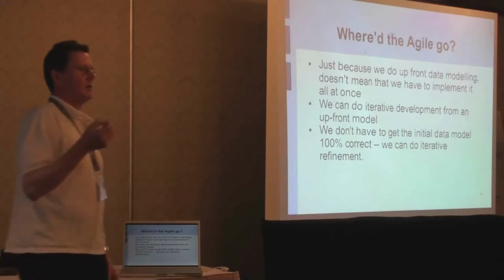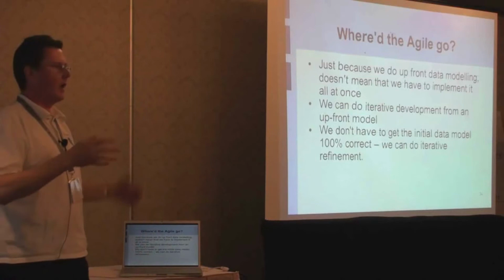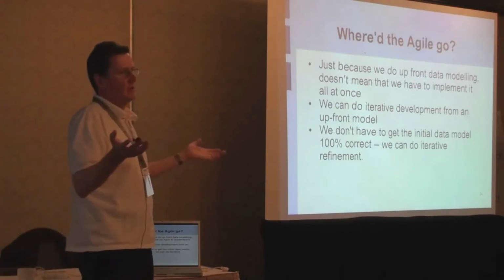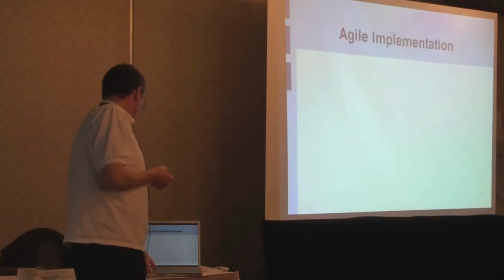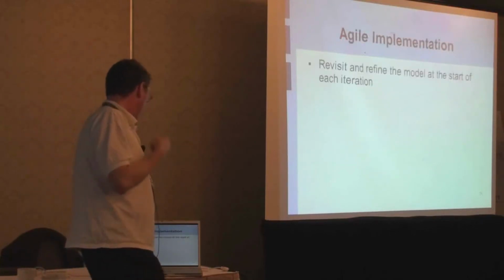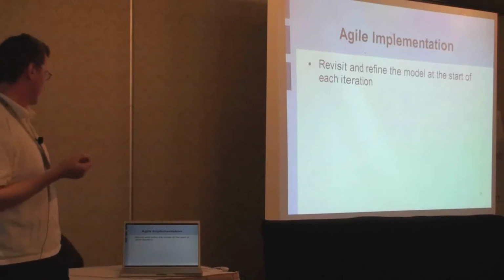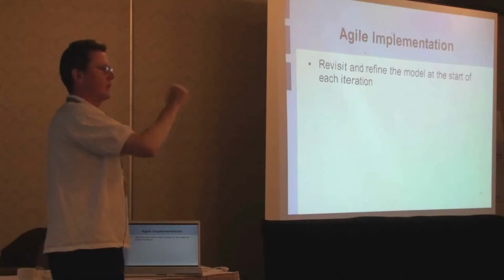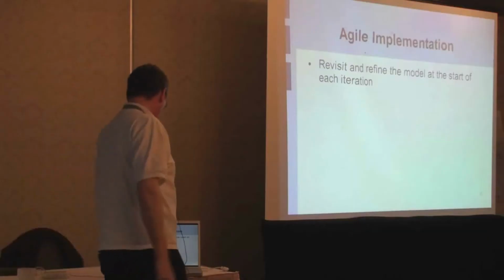The other thing is we don't have to get it completely correct. We can do iterative refinement. Yeah, the less correct we get it, the more we're going to pay in refactoring. But you're not going to get it right first time. You know that. So, Agile implementation, this is what we do. We revisit and we refine the model at the start of each iteration. That model up on the wall. We look at it, we see what we've got wrong. Pencil it in, paste up a new copy.